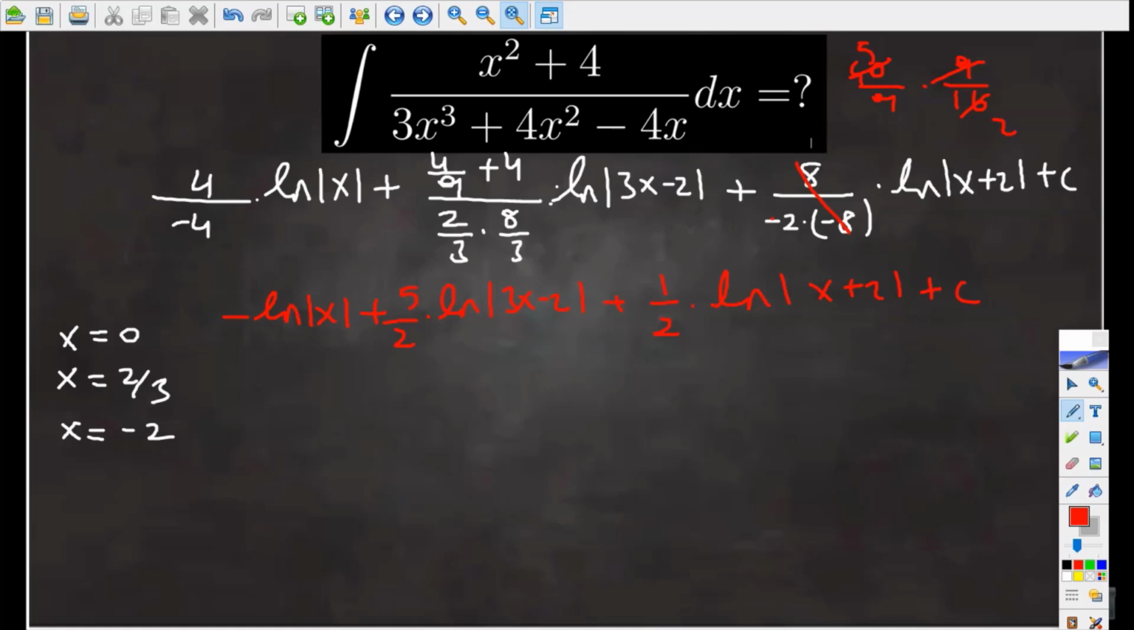Alright guys, in this method we've talked about this shortcut method, but one of the things that we need to be very careful about is the denominator has to be factored into linear factors. As long as we verify that, we can apply this method.